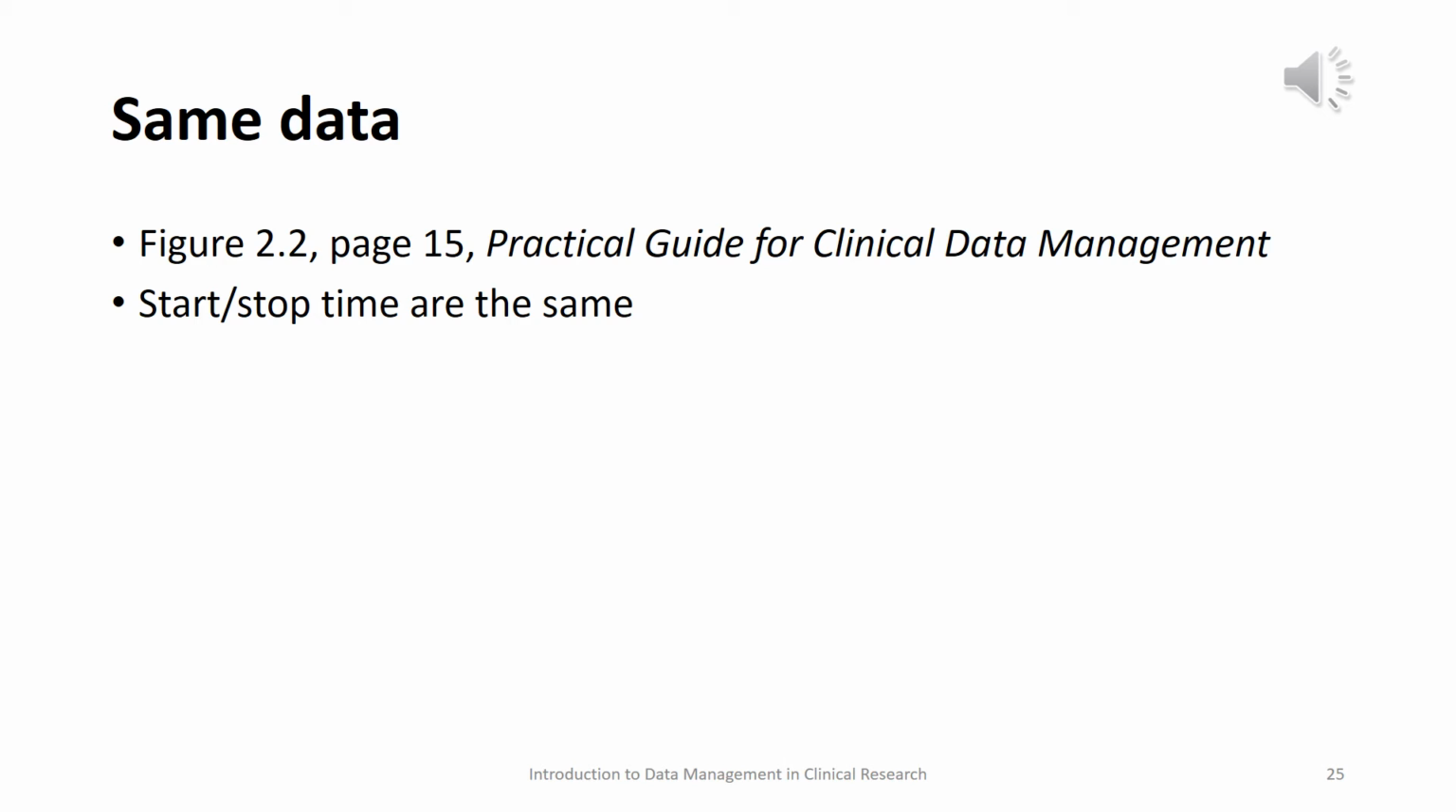Okay, the first example that we're going to look at is where we're actually entering the same data more than once. So if you look at figure 2.2 on page 15 of your book, you'll see an example of this. As you can see from the table, the start and stop times are the same as the previous line. The way they've got it set up here makes us have to enter the same information more than once, and so that can easily cause us to enter some data that happens to be wrong.